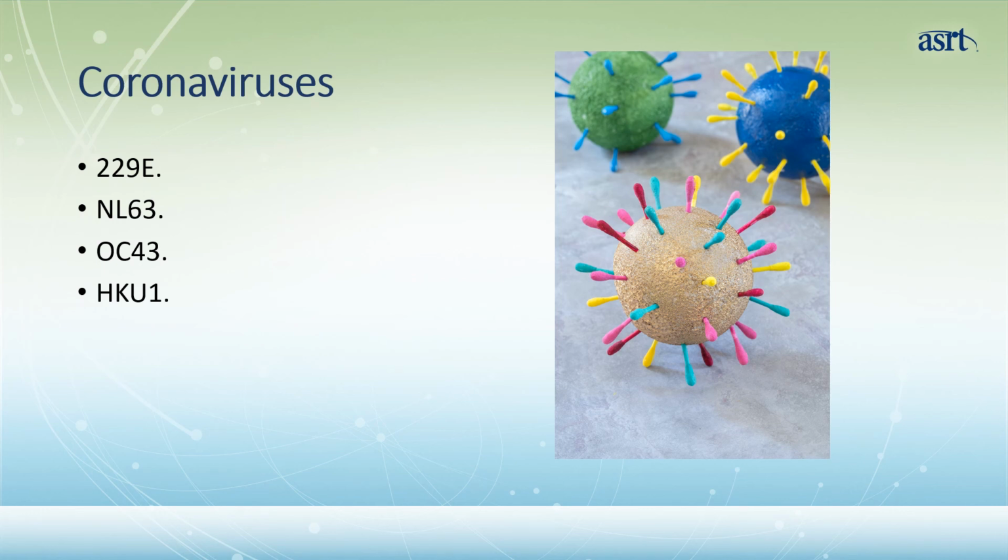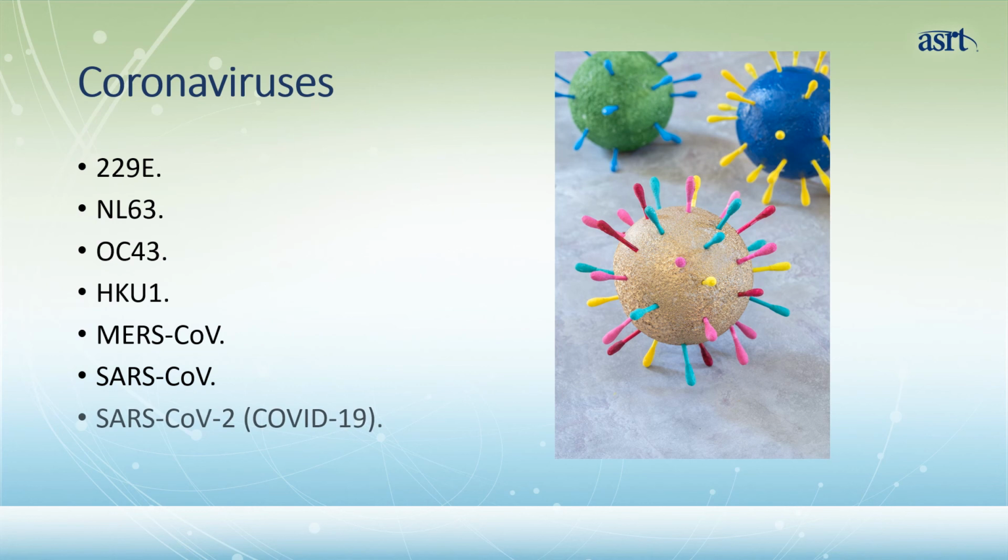Other less common coronaviruses are MERS coronavirus, which is the coronavirus that causes Middle East Respiratory Syndrome, or MERS, and SARS coronavirus, the coronavirus that causes Severe Acute Respiratory Syndrome, or SARS. SARS coronavirus 2, which causes COVID-19, is the 7th known coronavirus that can cause infections in humans.